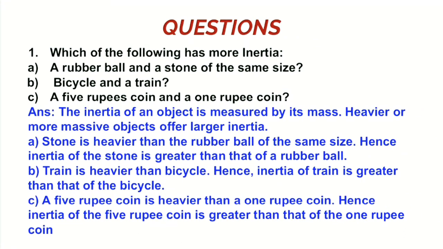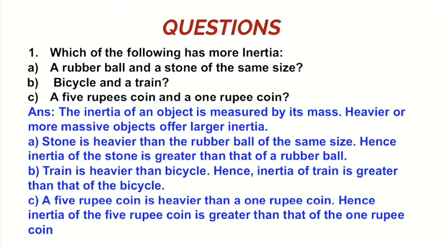Now, let us do some questions. Question 1. Which of the following has more inertia? A. A rubber ball and a stone of the same size. B. A bicycle and a train. C. A 5 rupee coin and a 1 rupee coin.